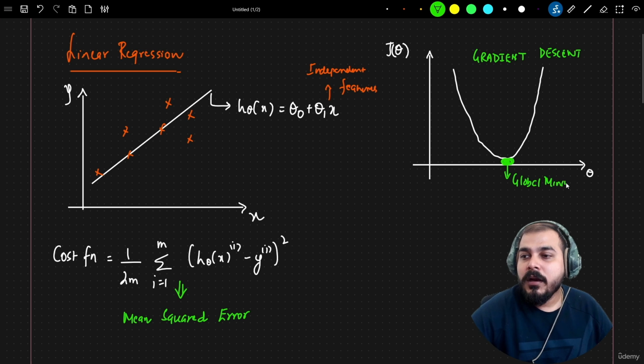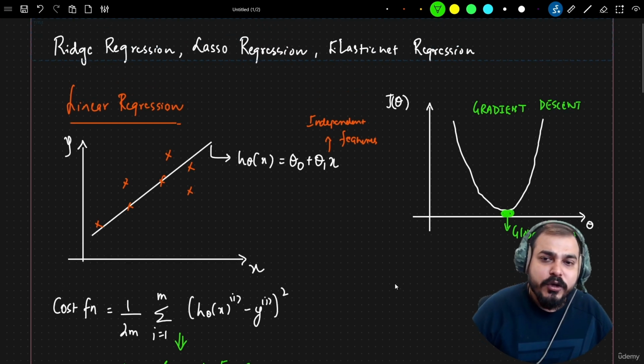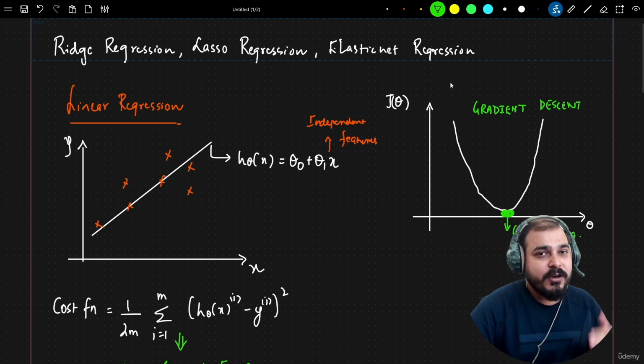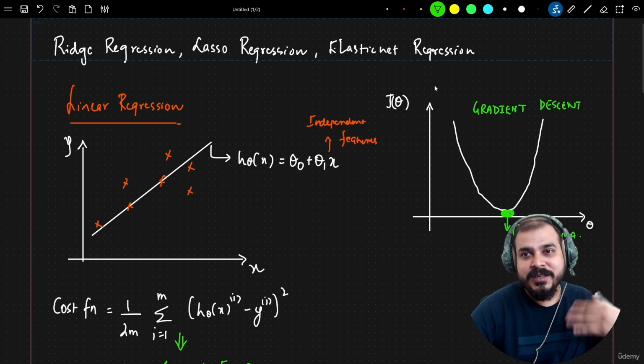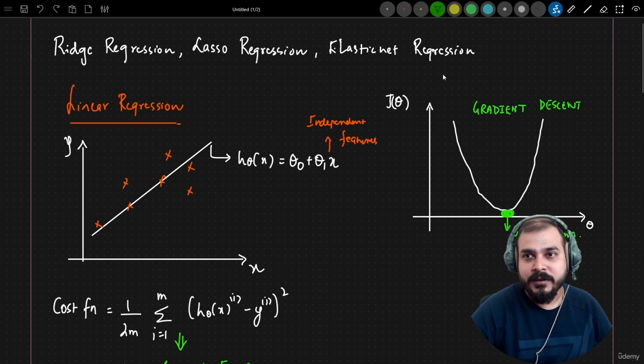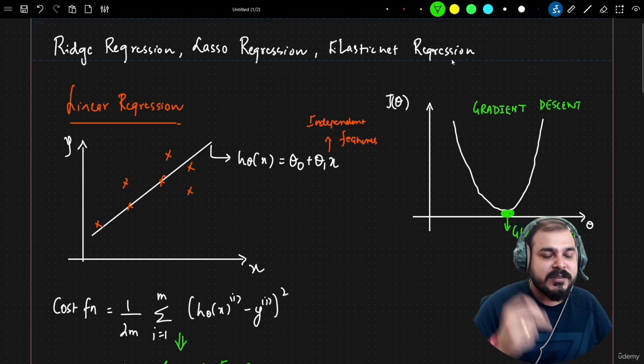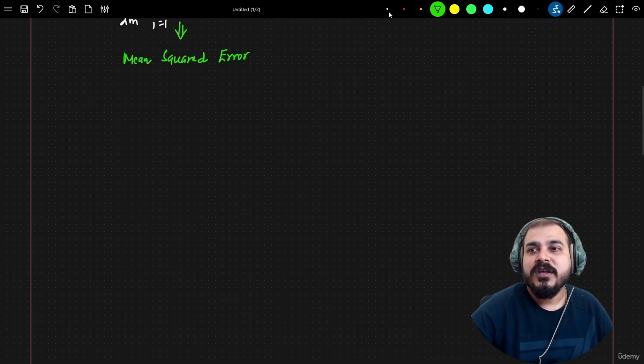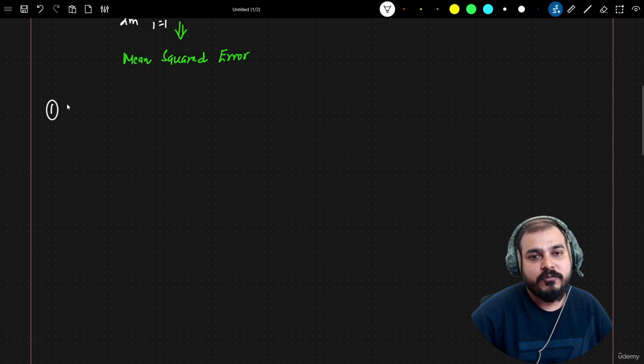Okay. Now we are going to understand a series of algorithms called ridge regression, lasso regression, and elastic net regression. And we'll try to understand why we use ridge regression, lasso regression, and elastic net regression. In this video, we are going to discuss just ridge regression, and in the upcoming videos, we'll cover all the other algorithms. Now let's start with ridge regression. So here I'm just going to write it down: ridge regression.